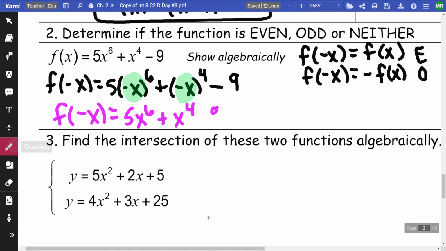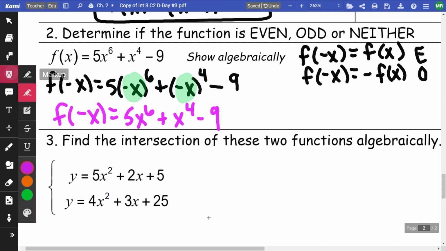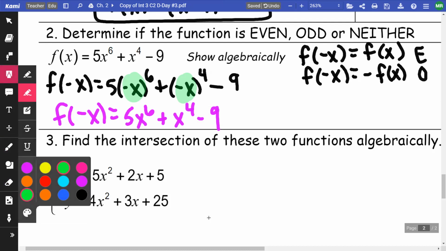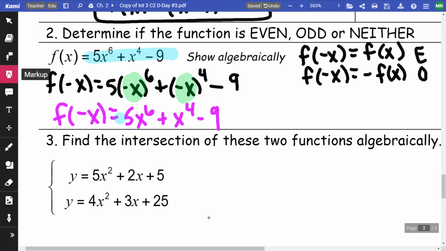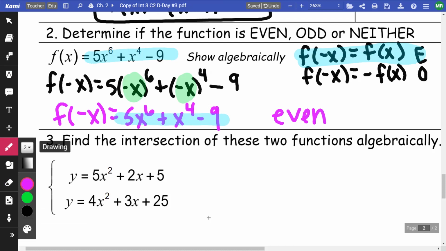So now I want to look at what I just got and the original and see what's happening. The original was this, and this one is the same. So that's the situation where I'm going to end up with an even, because I got the same thing back. So this is even. But I need to see work. I can't just see you write the final result that I have highlighted in blue. You need to show me what I had in black with the green highlight, and then you're going to give me an even, odd, or neither.